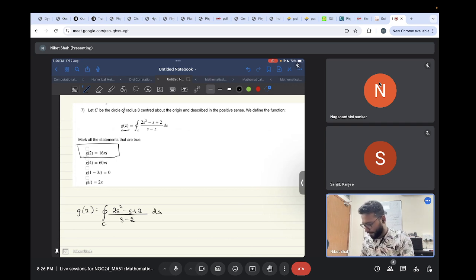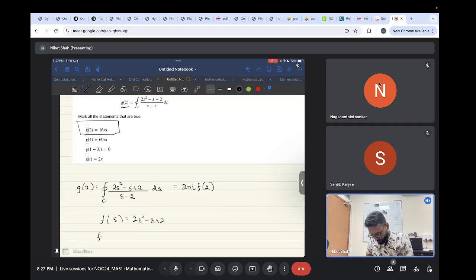This is a contour integral. Again, this is something standard. 2s square minus s plus 2 is an analytic function, and at s minus 2, there is a pole here. What's the contour? The contour is a circle of radius 3. So s equal to 2 will lie inside this contour. So you know how to go about solving this. This is simply 2 pi i f of 2, where f of s is equal to 2s square minus s plus 2.